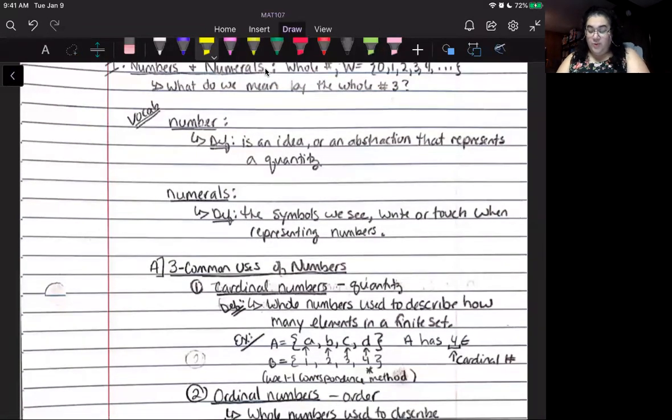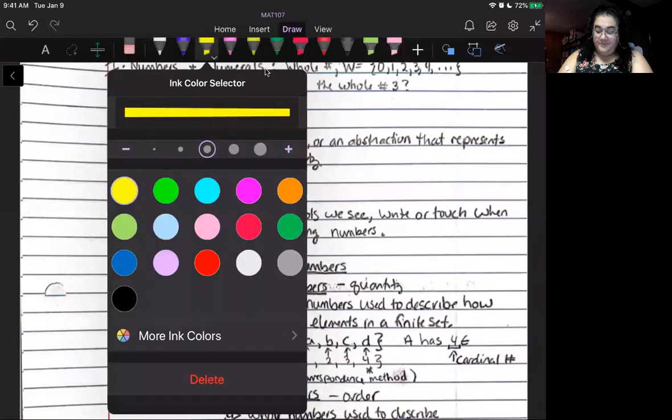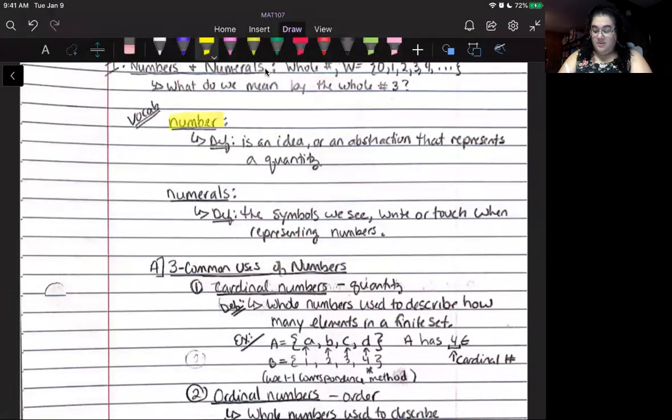When we use the word number, we are defining that number as what? We are defining it as an idea, an abstraction that represents a quantity. We can also talk about what we mean by a whole number. So if I say 3, I could be using 3 as a number, where I'm defining that as an idea or an abstraction that represents a quantity.